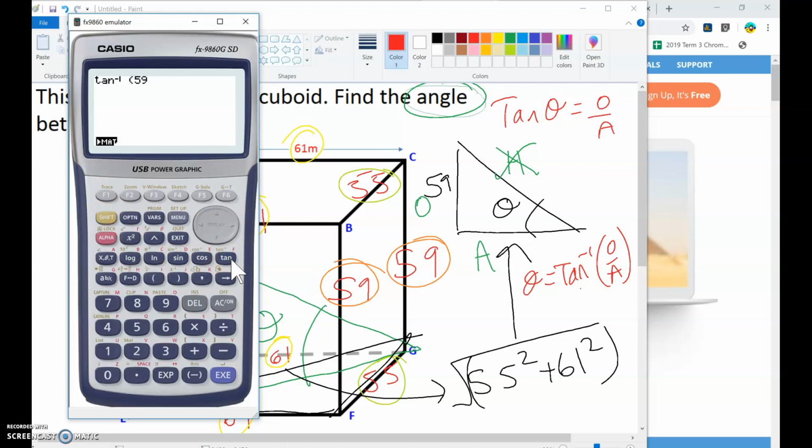Opposite is your 59 divided by, and this is going to get tricky because I need the bracket. And then I'm going to go shift square bracket. Now square root shows up. 55 squared plus 61 squared. Close that bracket. I really didn't need that extra bracket.